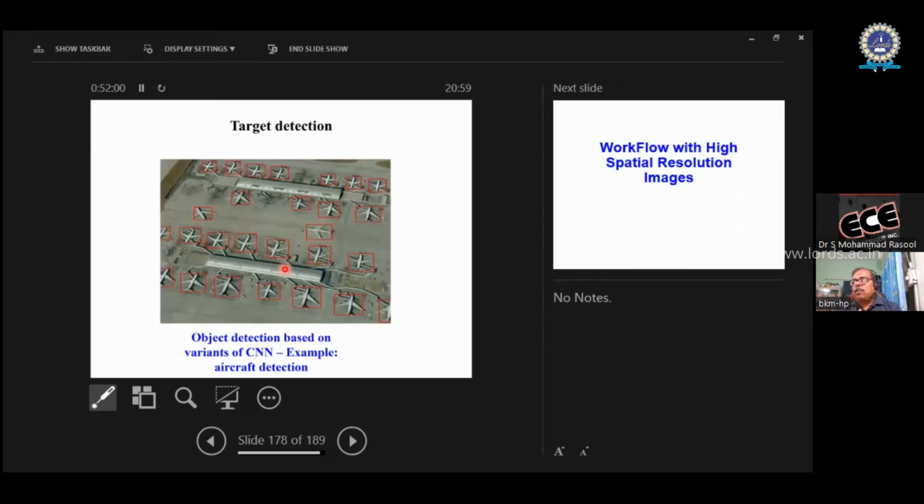And then convolutional neural nets are also used for object detection. So here all the planes are picked up by what is called R-CNN, region-based convolutional neural net. Okay, there is a lot more material in my slides, which I'll share with you.